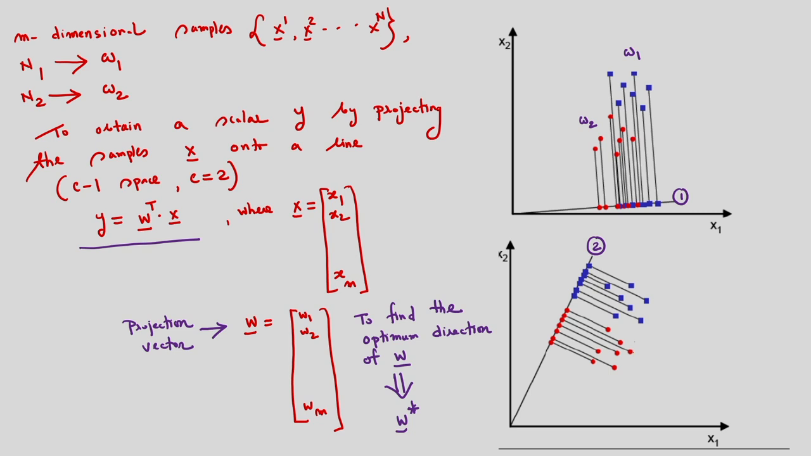So, we have to find the best projection vector, and for this we have to observe the separation between the two classes. Already I told you we have to maximize the between class scatter, and we have to minimize the within class scatter. So, how to define this scatter? Move to the next slide. To get the best projection direction, the optimum w, that is the projection direction.